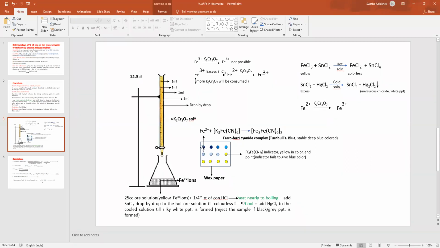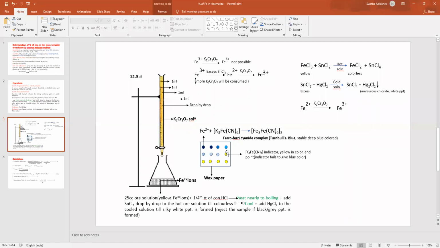Okay, in the beginning, why does the indicator change to blue color? Due to the ferrous ions which are not completely oxidized to ferric. And why do ferrous ions give blue color with the indicator? Because they form a stable blue colored complex with potassium ferricyanide, that is ferroferricyanide, which is commercially known as Turnbull's blue complex. It is a stable blue colored complex that gives you blue color with the indicator. But at the end point, what happens? The indicator fails to give blue color, because at this stage all ferrous ions are completely oxidized to ferric by K2Cr2O7.